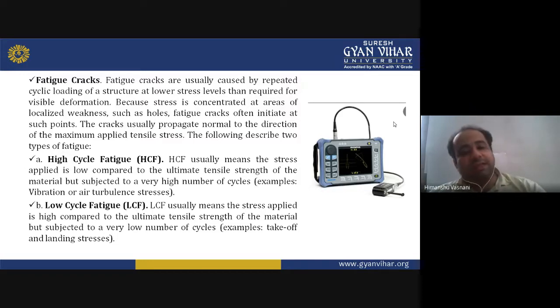And we talk about LCF, low cycle fatigue. LCF usually means the stress applied is high compared to the ultimate tensile strength of the material, but subjected to a very low number of cycles, like takeoff or landing stress. So these are the two types of fatigue discussed.